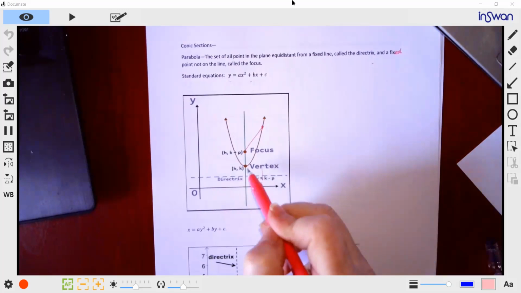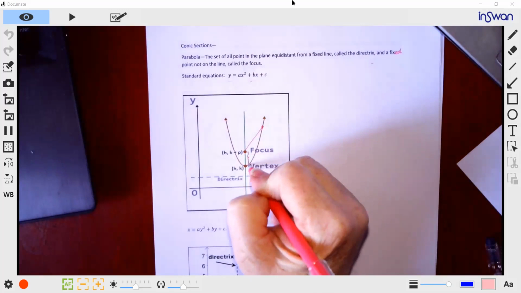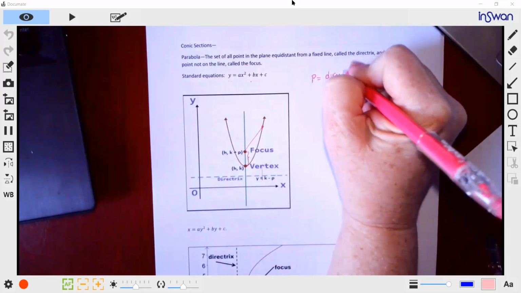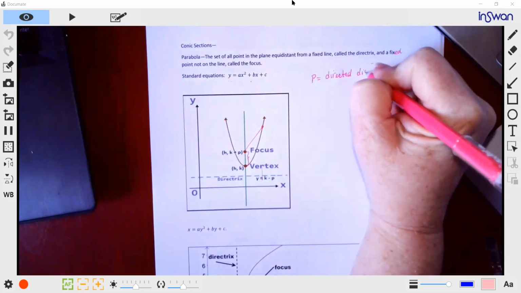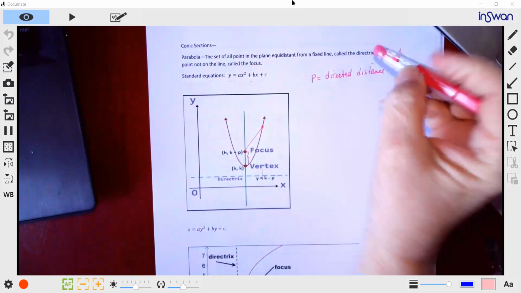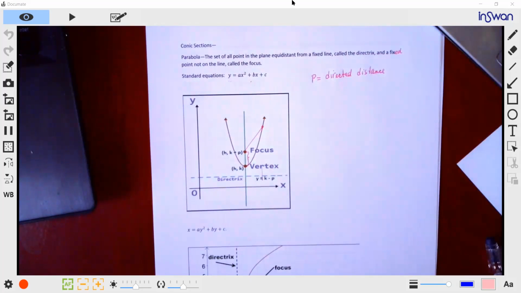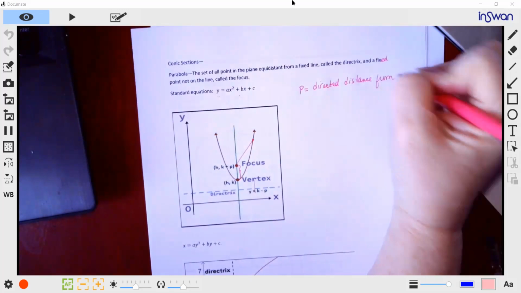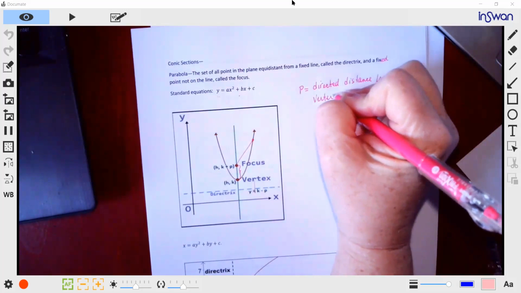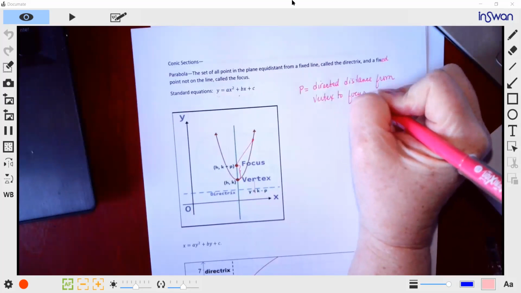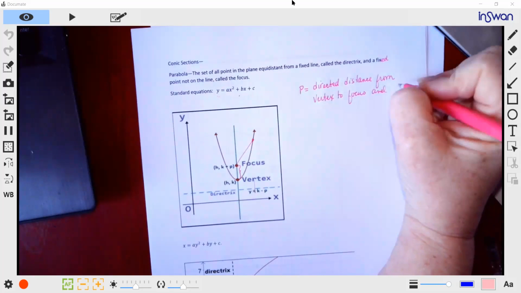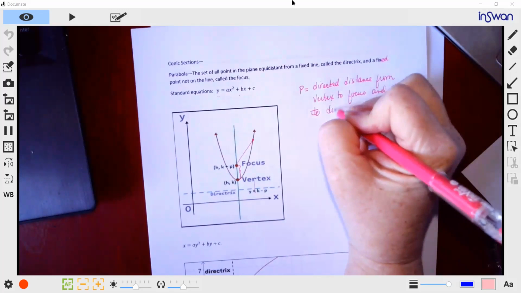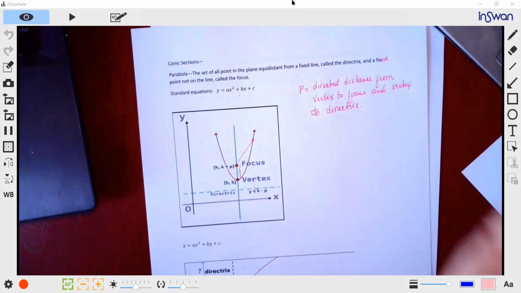Also, if you can find the vertex and this distance, we say that p is the directed distance. I use the term directed distance because you could consider p to be negative. But it's going to be the directed distance from the vertex to the focus and vertex to the directrix. Okay.